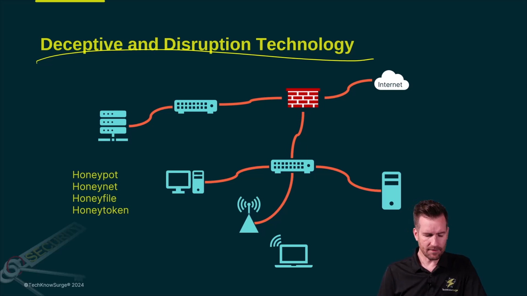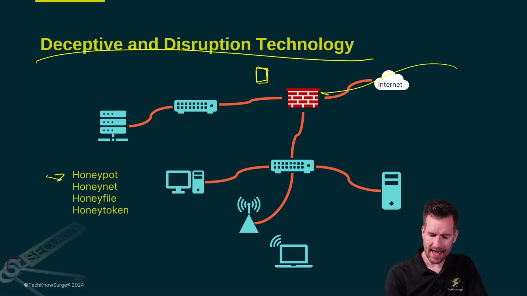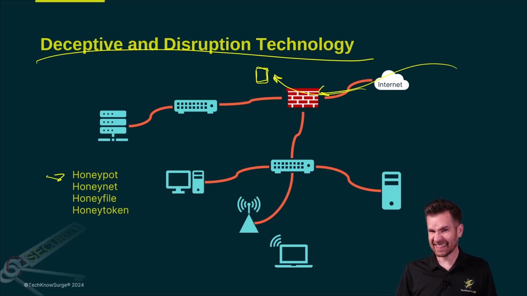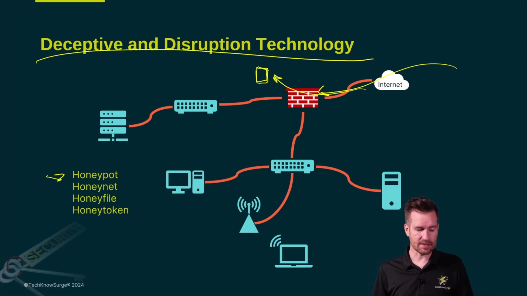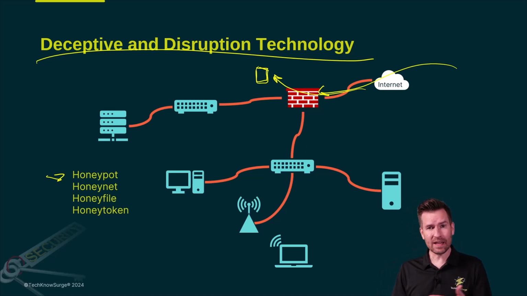We could also use deceptive or disruption technologies. An example of this might be a honeypot. We would set up a separate machine here that would be in its own little segment. And then if somebody is trying to hack into our network, we could actually put them onto this machine. They think that they're actually on one of our machines on the network and start looking into it, start researching, and we can monitor their activity and see how they're attempting to get into our network.